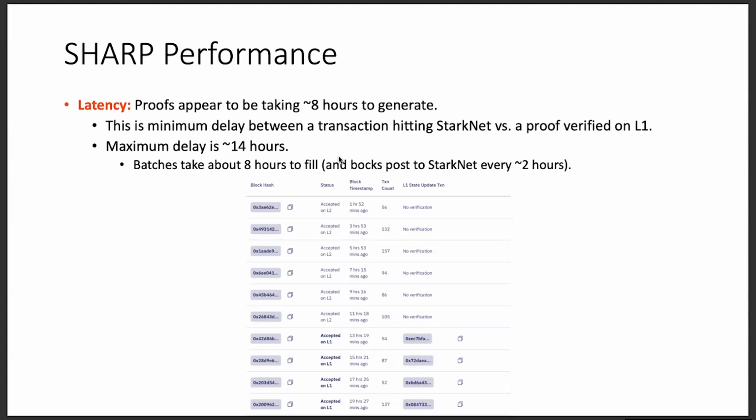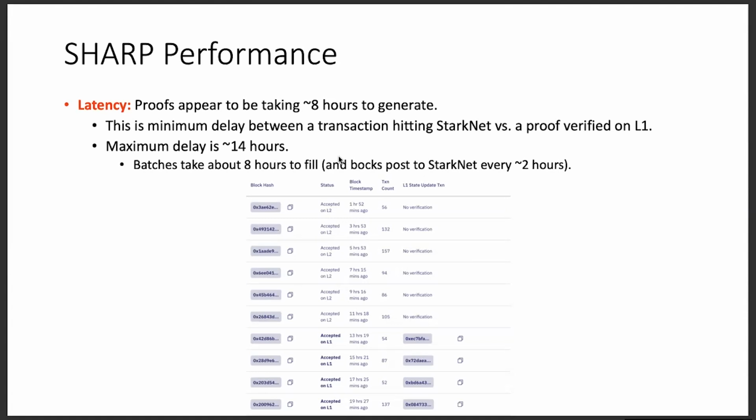As far as latency goes, proofs appear to be taking 8 hours to generate. I don't know this for sure, but the minimum delay between a transaction hitting StarkNet and any proof getting verified on L1 is definitely 8 hours or more.